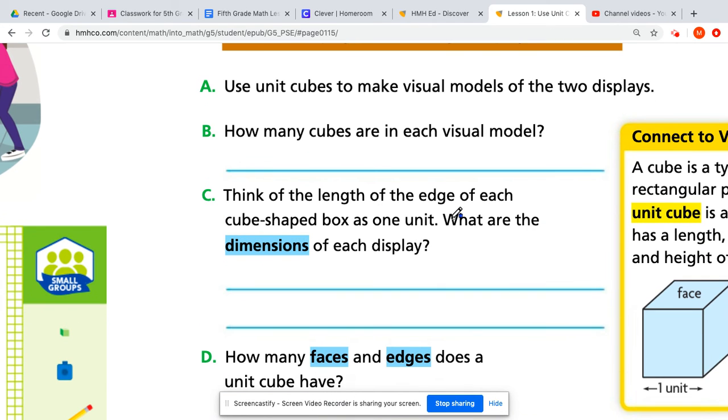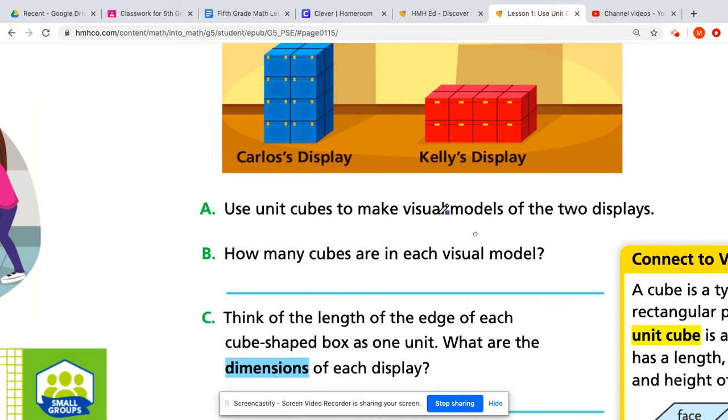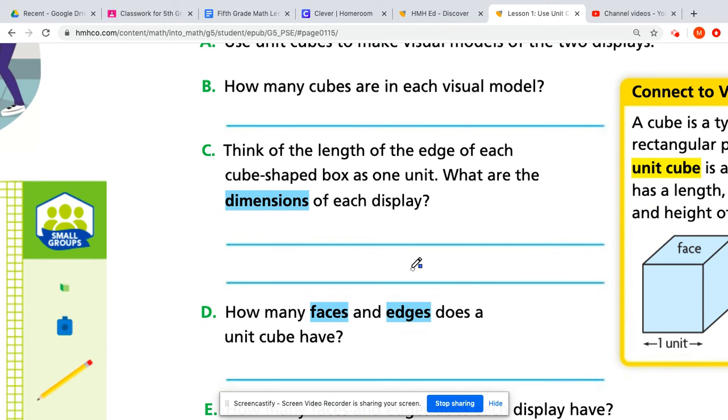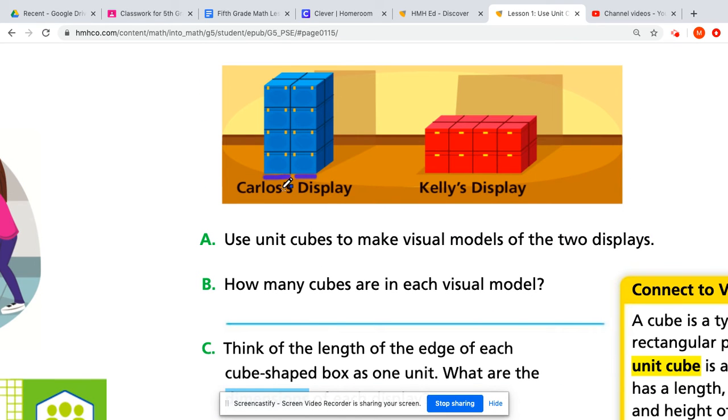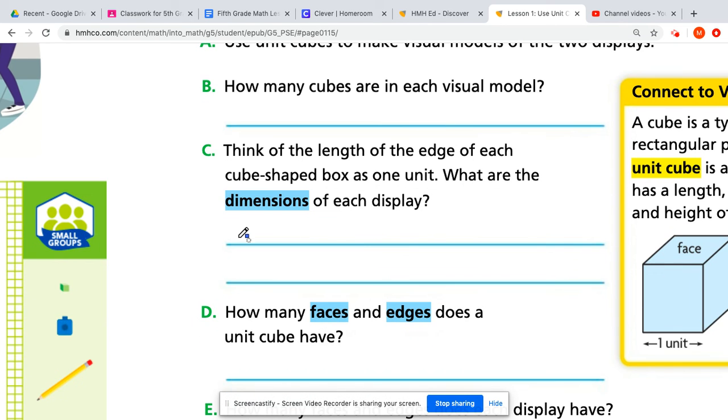And then it wants you to think of the length of the edge of each cube-shaped box as 1 unit, okay? So basically what it's saying is that this right here is 1, okay? This right here is 1 also, but together they are 2, okay? Over here, and basically what are the dimensions? So here I just said it, this is 1, so this over here would be 2. What would the side be? What would the height be? What would it be for Kelly's, okay? So you'd have to figure out for each of them. So you would say Carlos's is, Kelly's is.